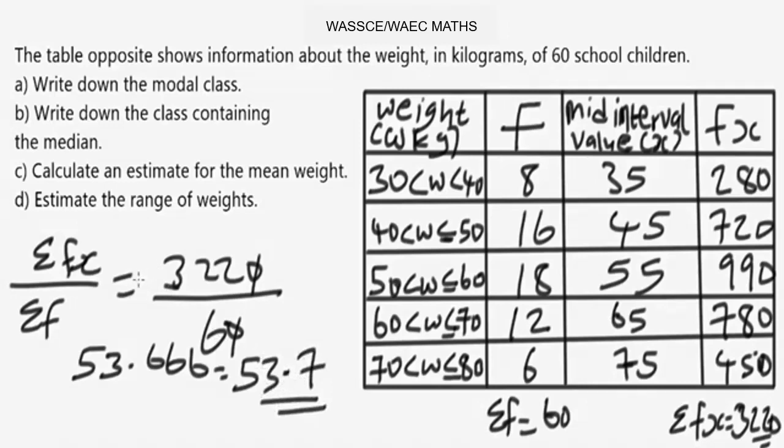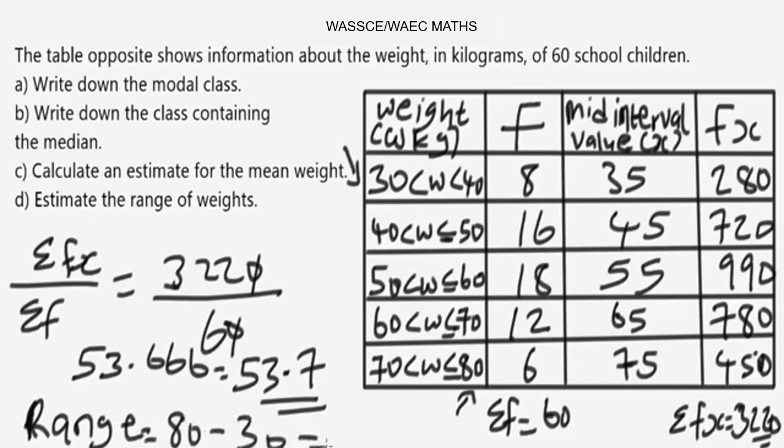And lastly, we have to estimate the range of weights. To estimate the range of weight, as usual, range is the highest minus the lowest. So for this group frequency table, it's going to be the difference between the highest and the lowest class boundary. The highest class boundary here is 80, that's this 80 we have here. And the lowest class boundary we have here is 30. So the range will be 80 minus 30, which will give us 50 kg. Put the unit of this one, which is kg, kilogram.